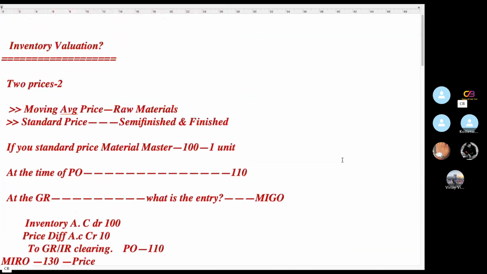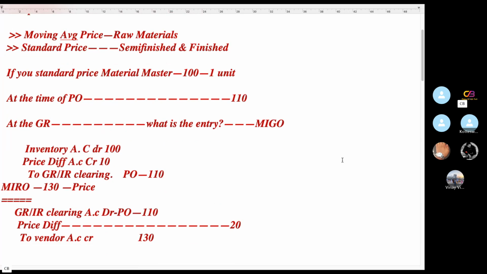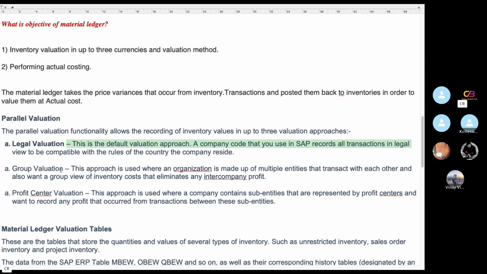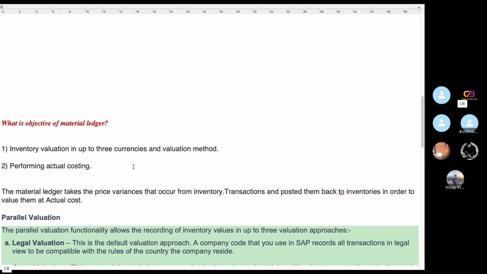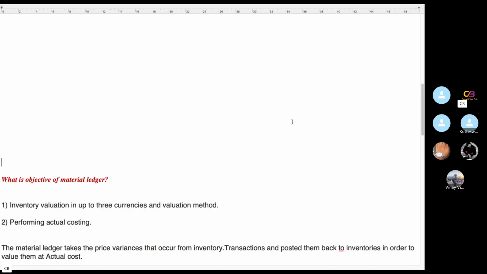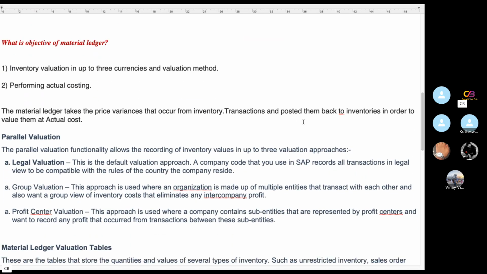So what is the concept of the material ledger? The material ledger concept is to perform actual costing. Actual costing means inventory plus price difference. At the end of the period, whatever price differences are there will be adjusted to the inventory. Inventory valuation is done in three currencies, and these are the valuation approaches: legal valuation, group valuation, and profit center valuation. In SAP S/4HANA, the material ledger concept is mandatory, so actual costing is mandatory. Activation of the material ledger is mandatory in SAP S/4HANA.